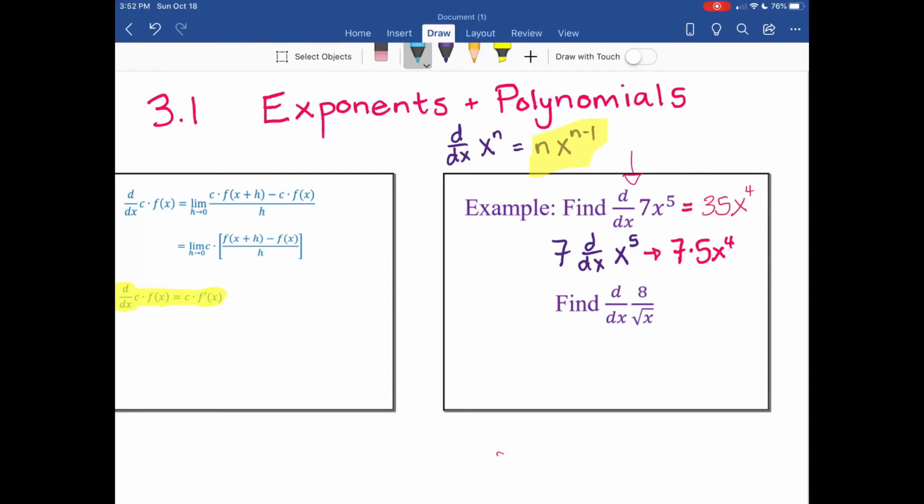For that second example, they're asking us to take the derivative of 8 over root x. So what we want to do is write that as an exponent, which would take me to this step. So then my next step, just so that I have it in that x to the nth form, I would write that as the derivative of 8x to the negative 1/2. So now I can apply my power rule and say that would be 8 times negative 1/2 x to the, and I decrease that exponent by 1, and that leaves us with x to the negative 3/2.